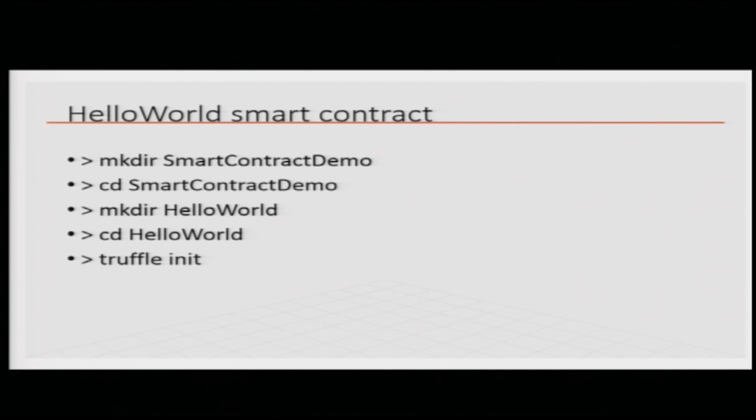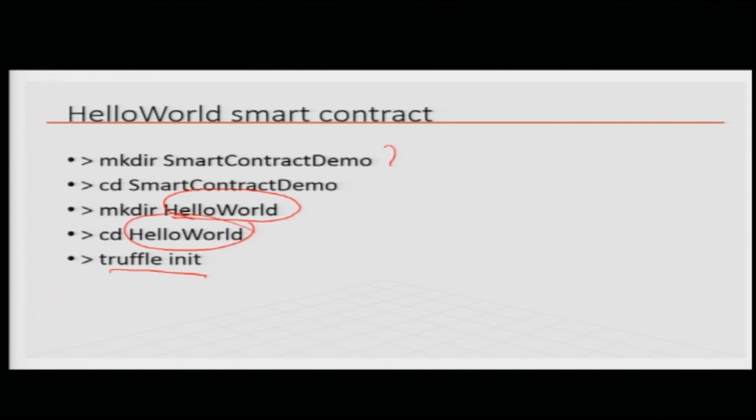So you make another window and create a demo directory, go to that directory and then say truffle init. What truffle init will do is create multiple different directories, called contracts, migrations, test and so on, and these directories will have some skeleton code for a contract called hello world.